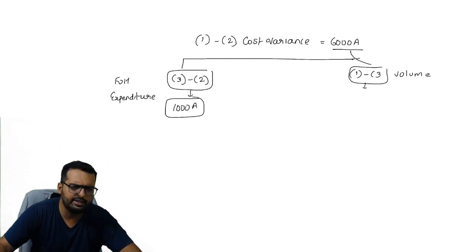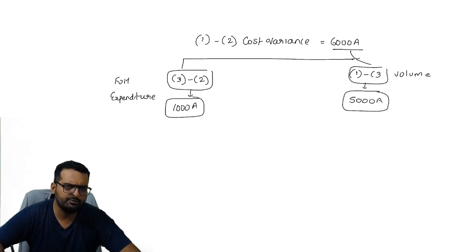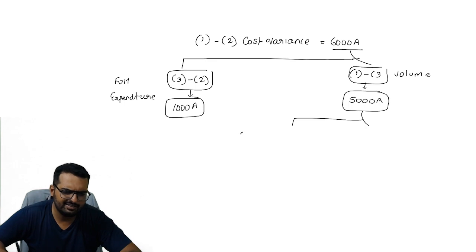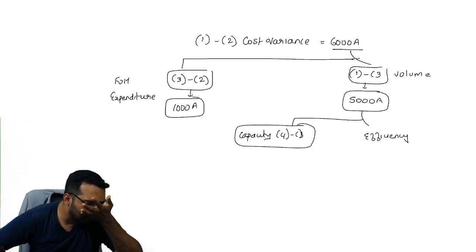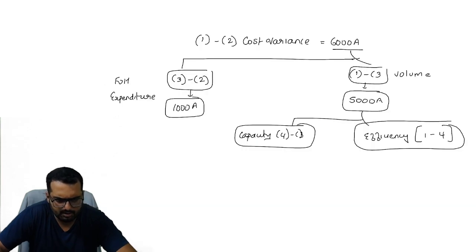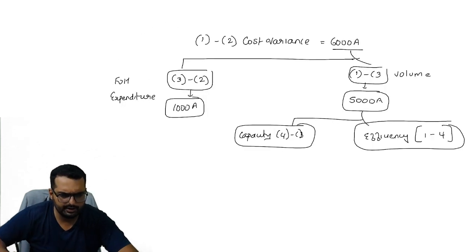1 minus 3 is called volume variance. That will be 5,000 adverse. What is this 5,000, friends? Small shop rent versus big shop rent, assuming the glass was not broken. Are you clear with that? Inside this, just by heart, you are having capacity variance, that is 4 minus 3. And the last one, they call it efficiency variance, and multiple names they use over here. So this part is again the balancing figure. You don't have to worry much about this. How much is that? 1, 4, 4 minus 3. That will be 4,400.